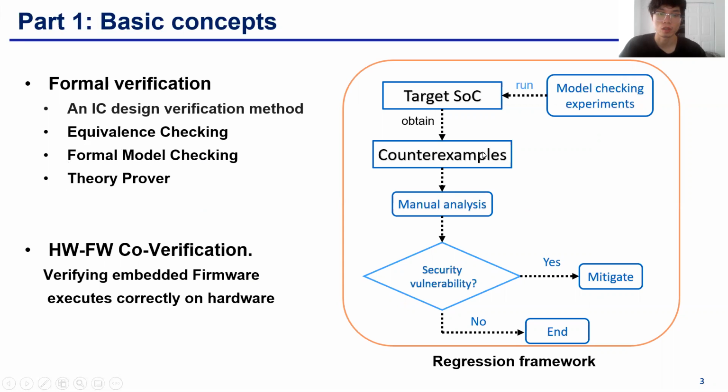This paper focuses on model checking and emphasizes the utility of formal verification as a framework for regulation, shown in the picture. First, we run model checking experiments on target system on chips and obtain some counterexamples. Then we do manual analysis to confirm whether those counterexamples are security vulnerabilities or not. If they are, then mitigate them. If they're not, which means all is good.